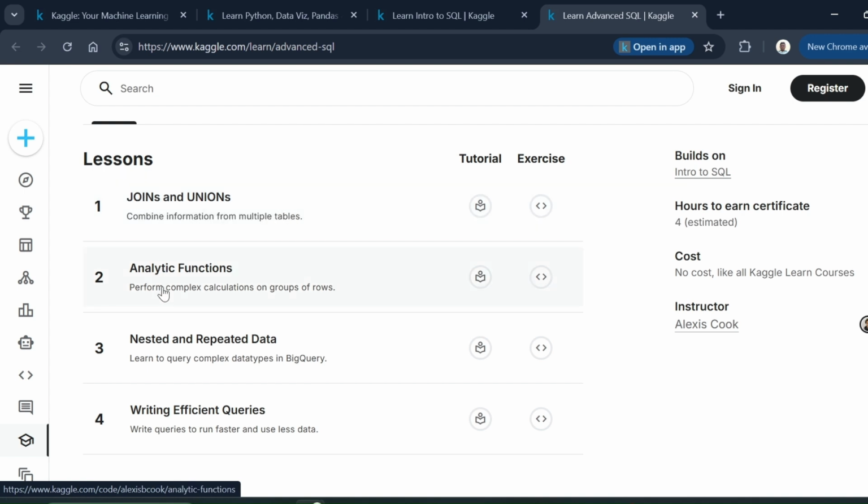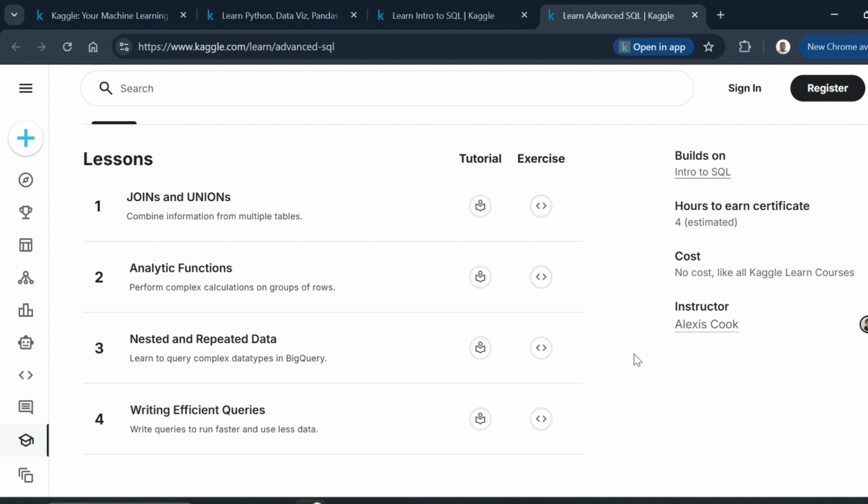Then we will learn about analytical functions in SQL. And in the third lesson, we will learn about nested and repeated data. In real world analytics, this is a very important concept and definitely will give you competitive advantage, both in interview and also in real industry. And the fourth lesson will be based on writing efficient queries. So we will learn about optimization technique and what are the different optimization technique that can be used. All this will be learned in the fourth lesson.